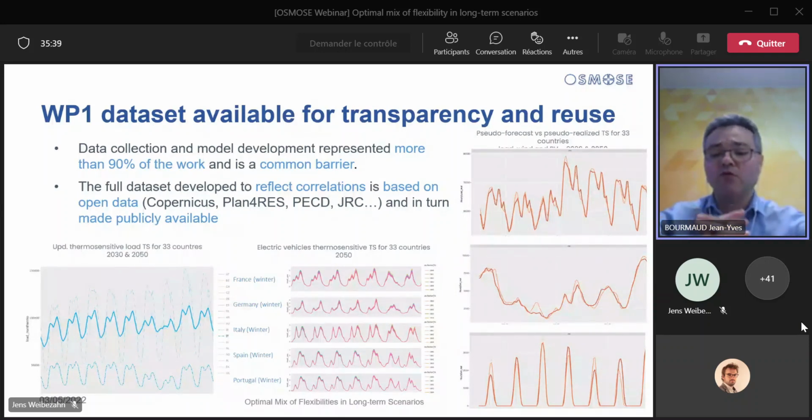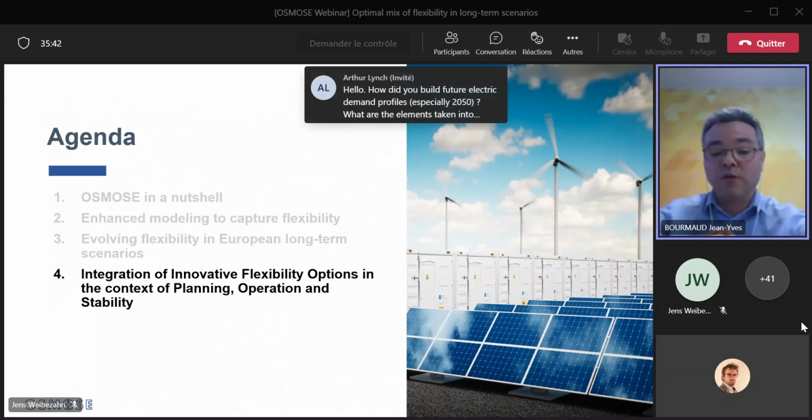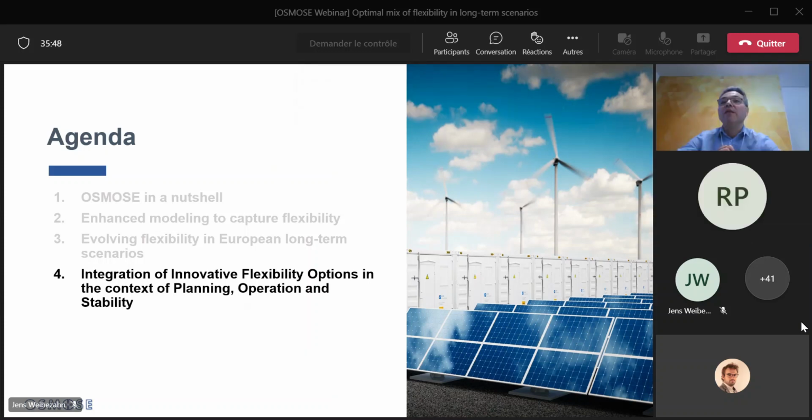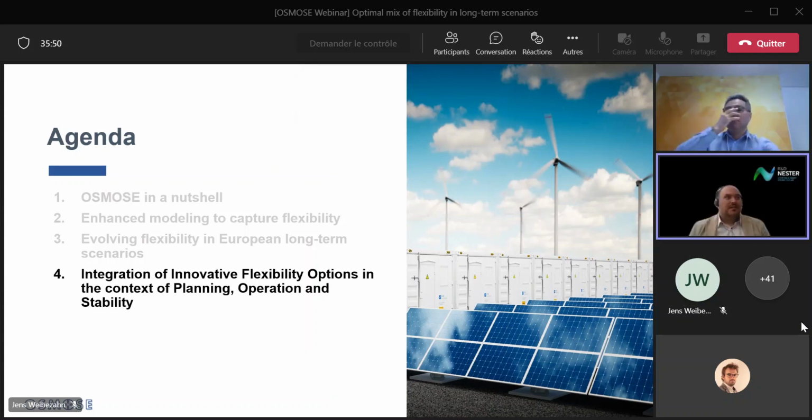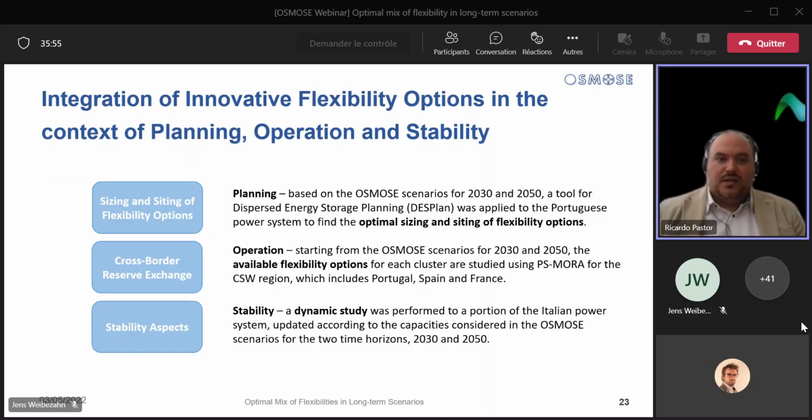Now I give the floor to Ricardo Pastor for a focus on integrating innovative flexibility options in the context of planning, operation, and stability. Thank you. Thank you, Jean-Yves. Good afternoon to everyone. My name is Ricardo Pastor. I'm a project manager and researcher at R&D Nester, Portugal, and I will move now to present this work.